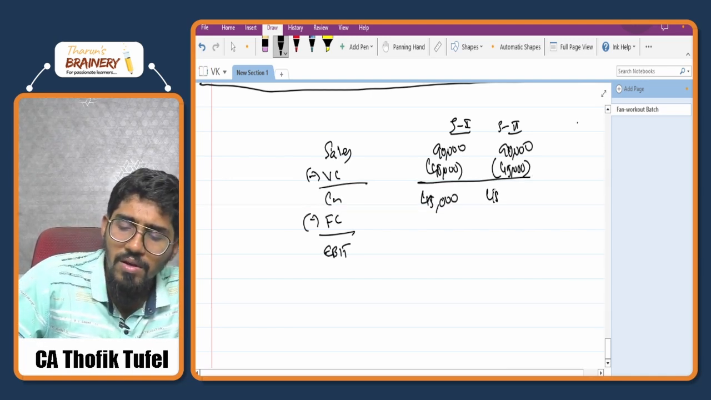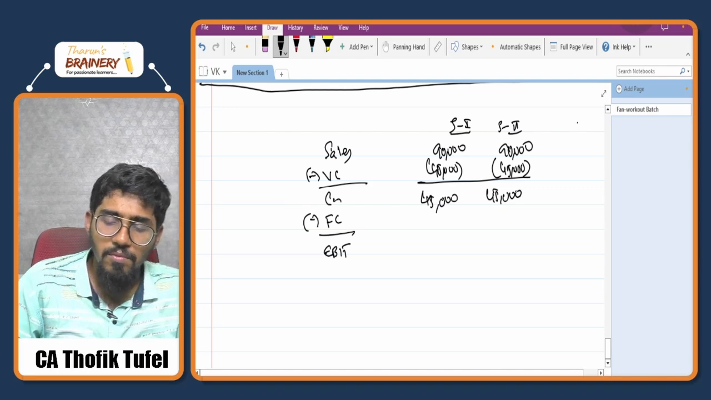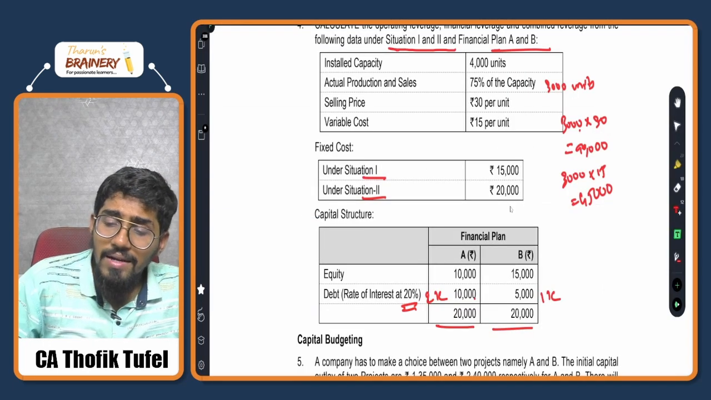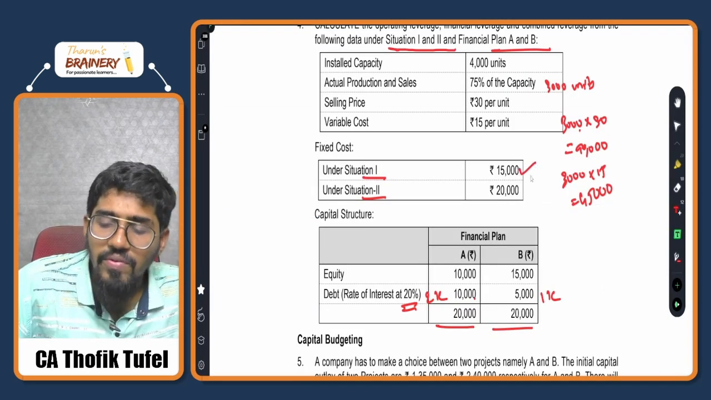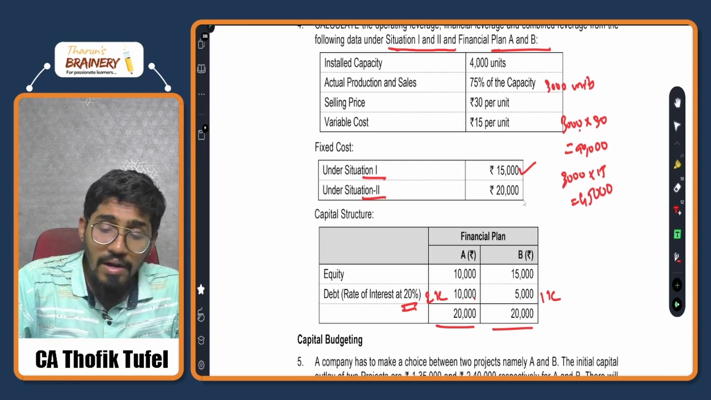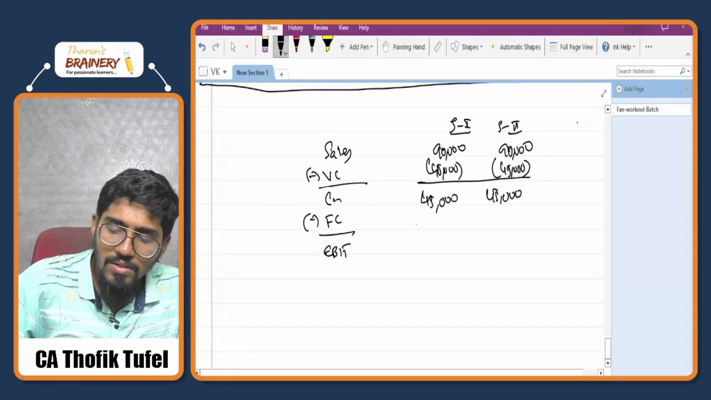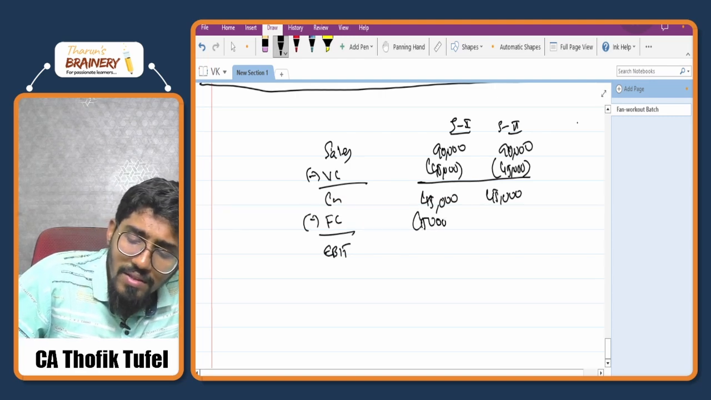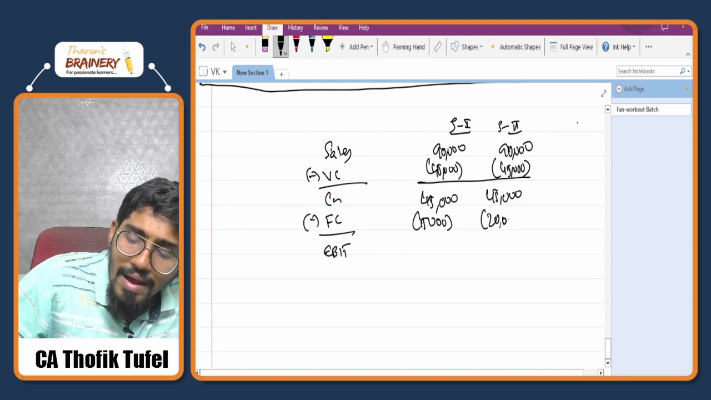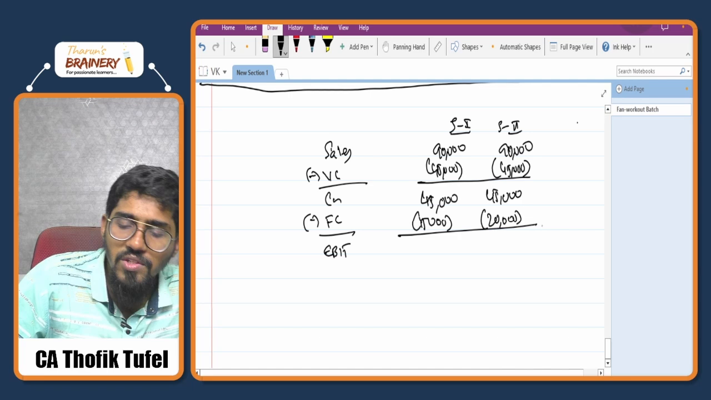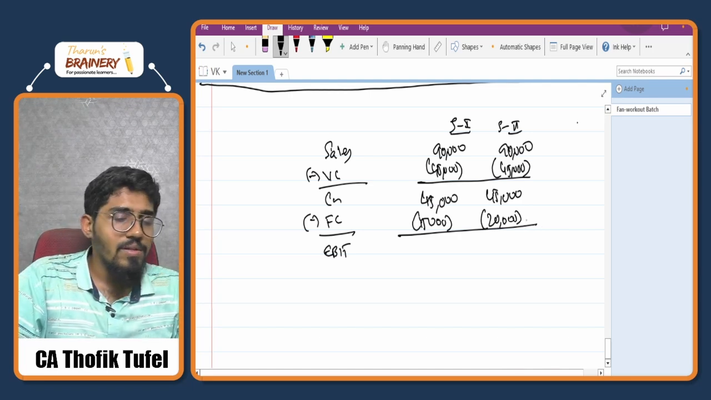45,000 rupees is my contribution. Now, under situation 1, I am having a fixed cost of 15,000. Under situation 2, I am having a fixed cost of 20,000. So here, 15,000 in situation 1 and 20,000 in situation 2. Okay, you can write this.